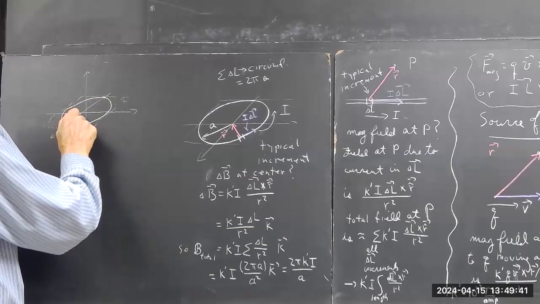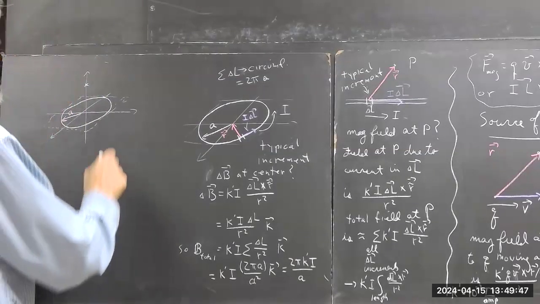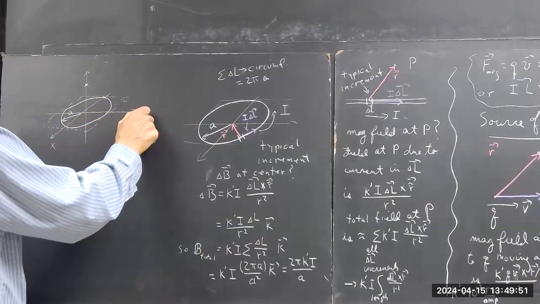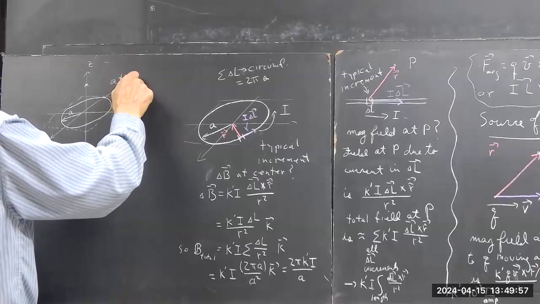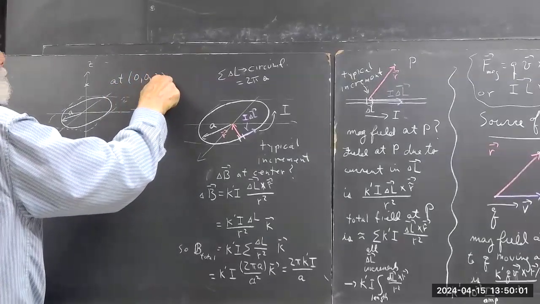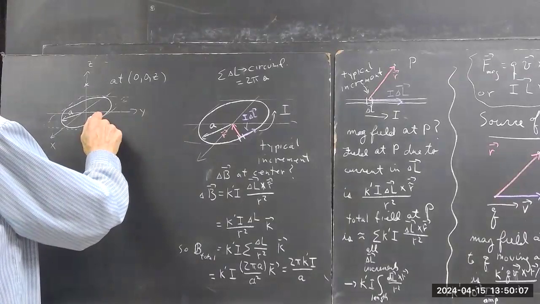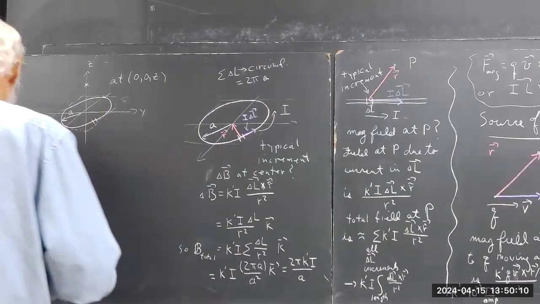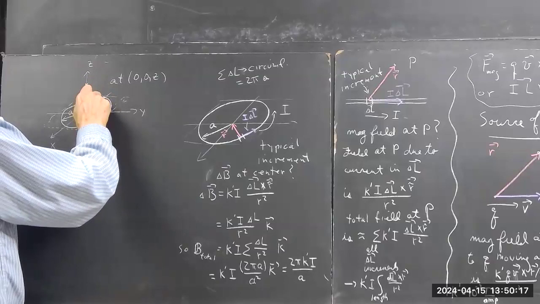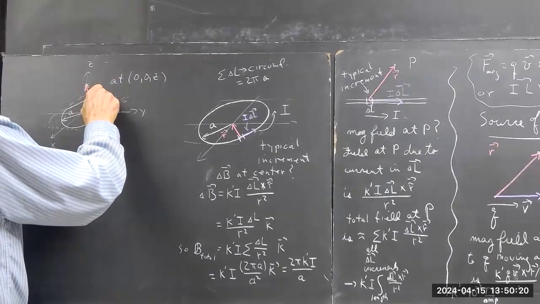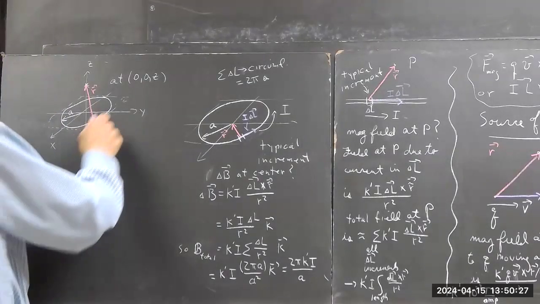Okay, so if I have the same loop, but at a point here, now your book uses X for this coordinate, but I'm saying here's X, here's Y, and here's Z. So what happens at 0, 0, Z? Well, now your R vector is a little longer. It's still perpendicular, which is nice.